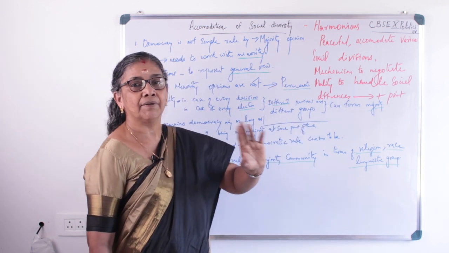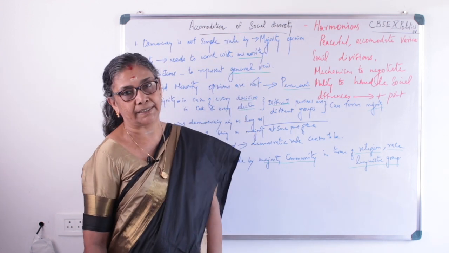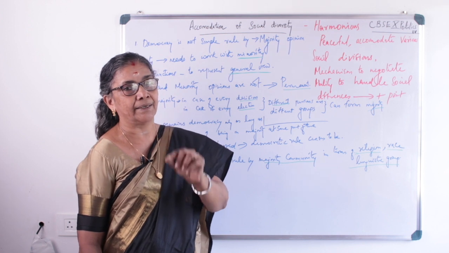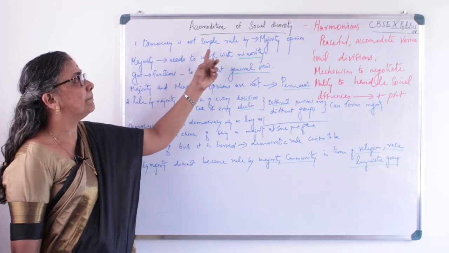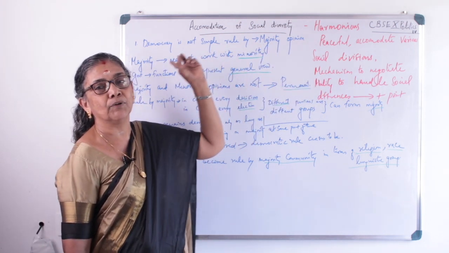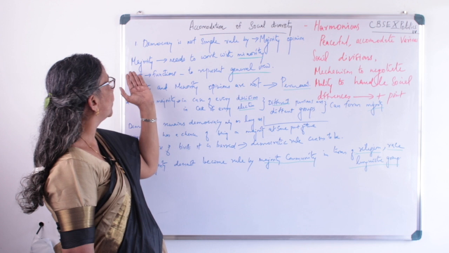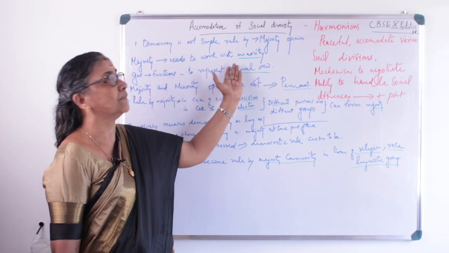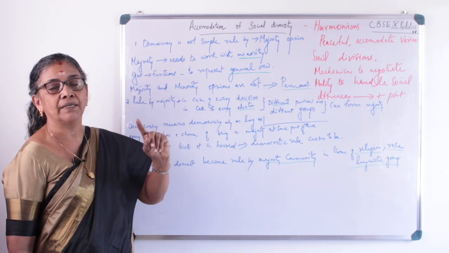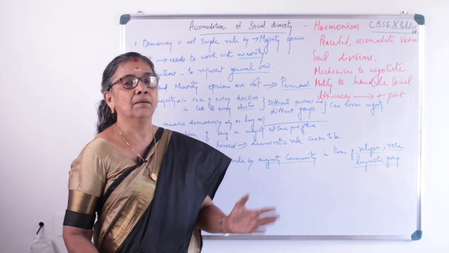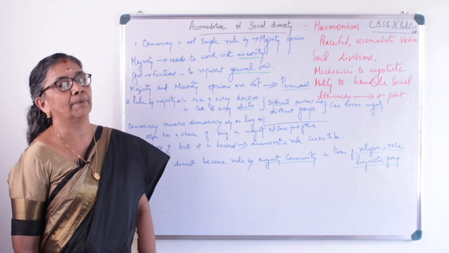Here there are two important points to understand how we can accommodate social diversity, at the end of that paragraph. So what is the first point? It says that democracy is not a simple rule by majority opinion. It should work along with the minority. Why? The government can function to represent the general view. That means both the majority and minority should be taken into account while a democratic form of government is formed.